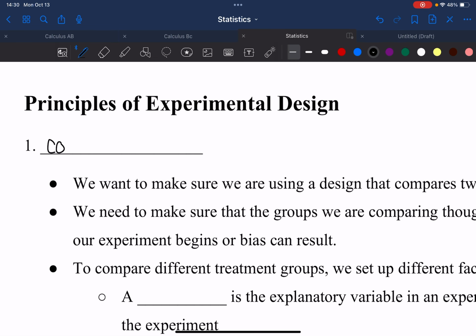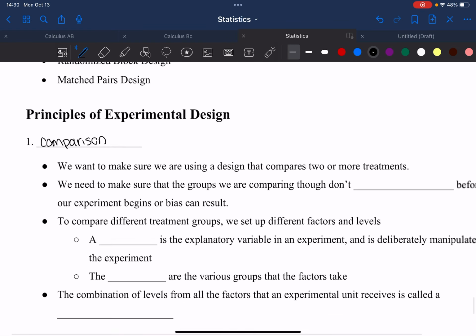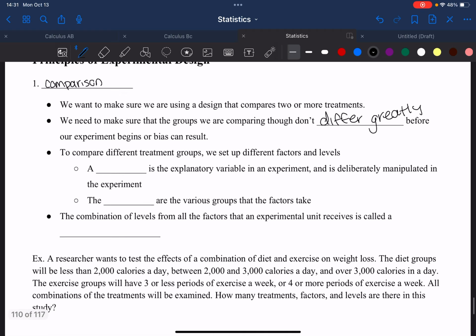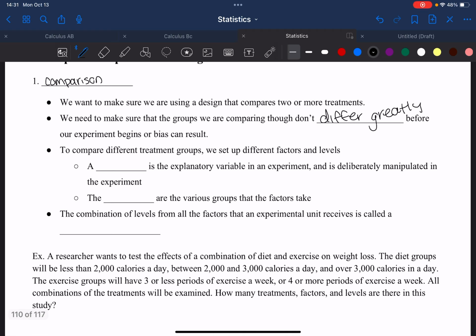So first is comparison. We want to make sure that we are using a design that compares two or more treatments. We need to make sure that the groups we are comparing don't differ greatly before our experiment begins, or we could end up with a bias. To compare different treatment groups, we have to set up different factors and levels.